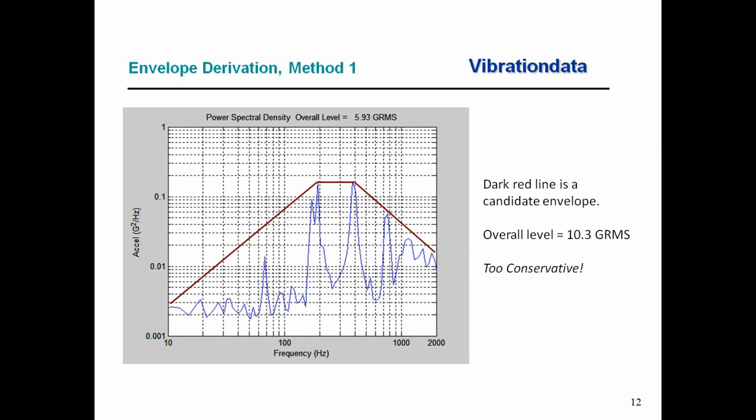So what we're leading up to is, is there a way we can justify clipping these peaks as we derive our simplified envelope? Can we clip those peaks? And the answer is yes, we can justify clipping those peaks. Well, how can we do that?